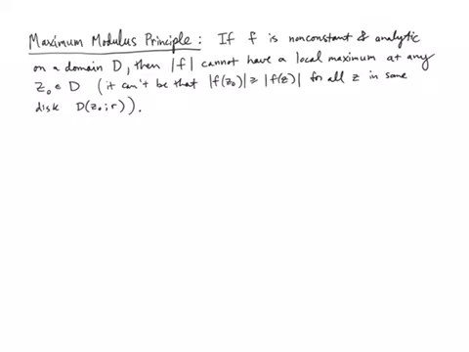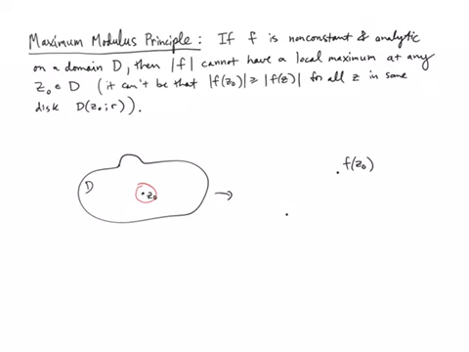So intuitively, why this is the case is that if you have your domain D and your point z0, and this was a local max of the modulus, then there would be a disk around z0 such that the image of that disk, if you look at f of z, so f of z0, has to be further out from the origin. So let's put the origin in the picture. So here's the origin.